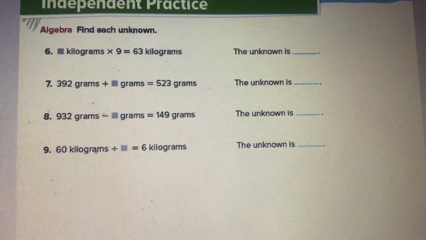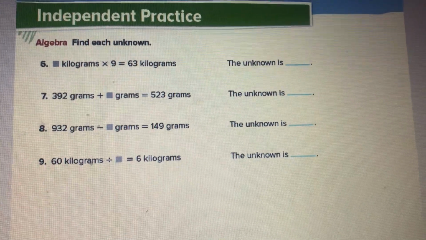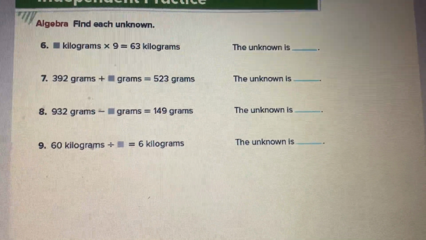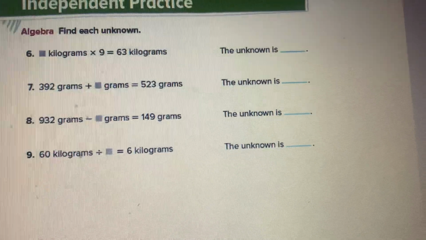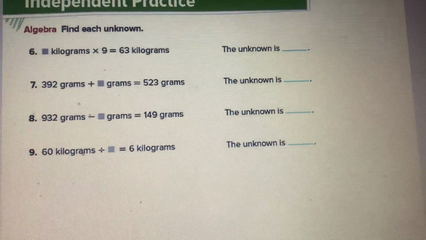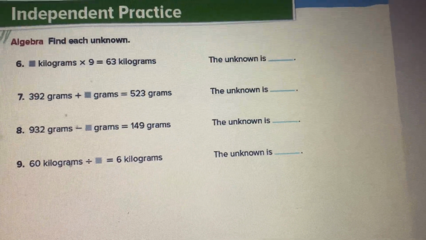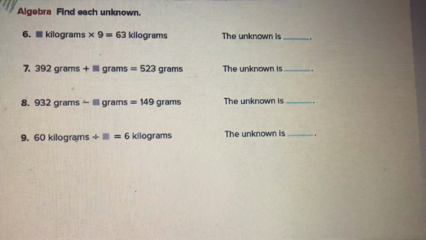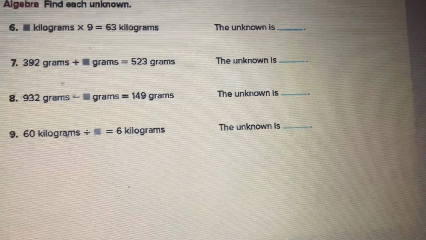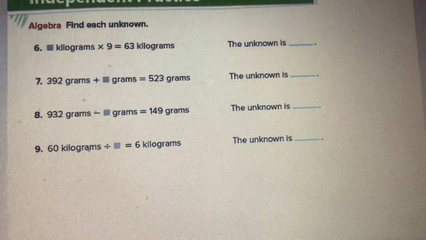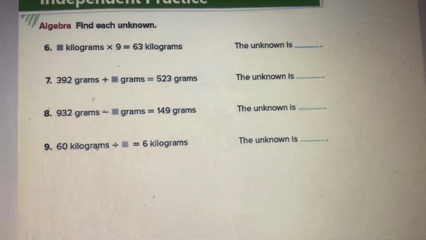392 grams plus what will equal 523 grams? If you don't know, you could turn this into a subtraction problem. On the side of your paper, 523 minus 392, okay? Number 8. 932 plus what, minus what equals 149 grams. Okay, so for me, I'm going to take 932 minus 149 and find that answer.